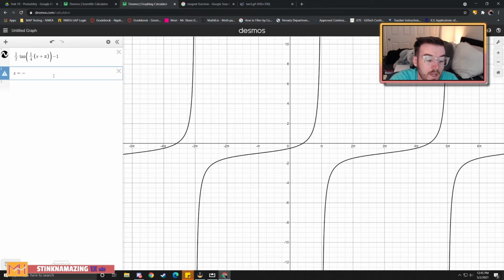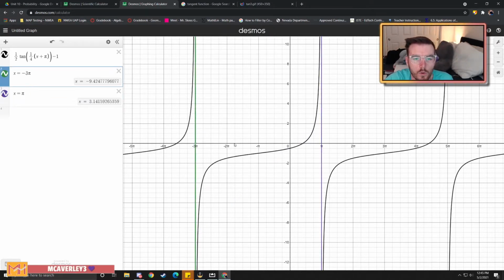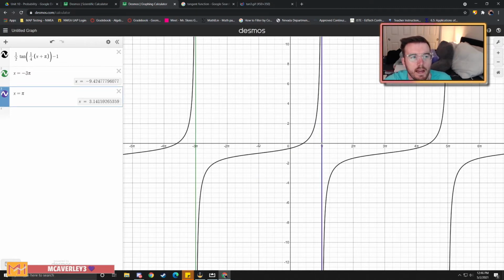And we know that the length of the period is 4 pi. You can count it out here: 1 pi, 2 pi, 3 pi, 4 pi. The width is 4 pi. It got shifted left 1 pi.